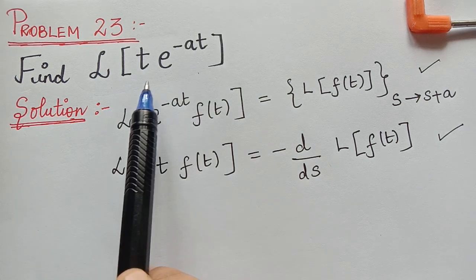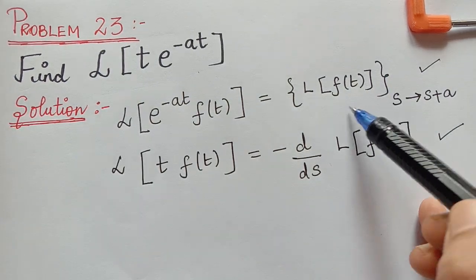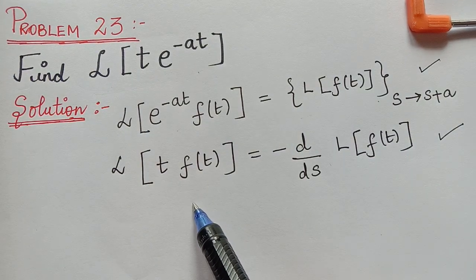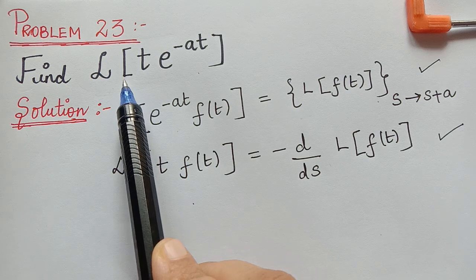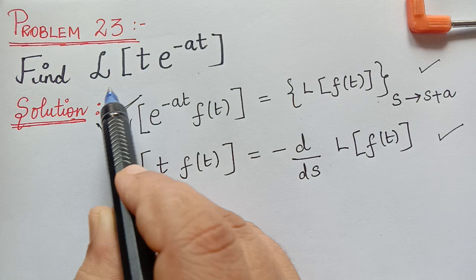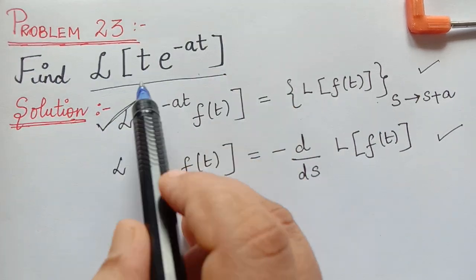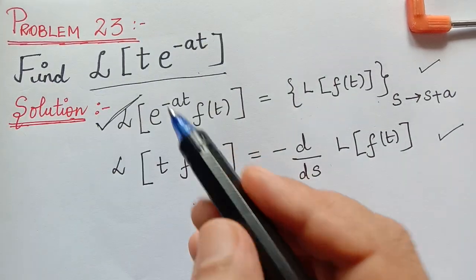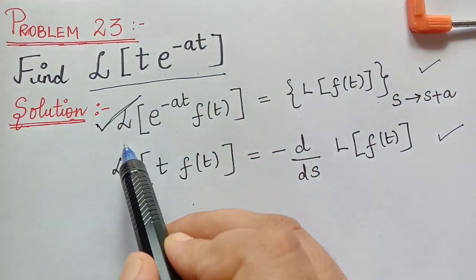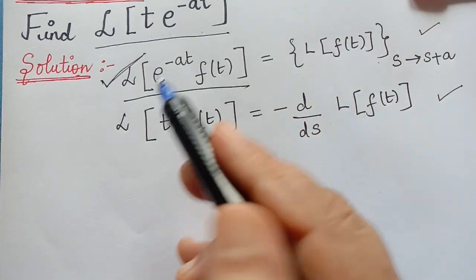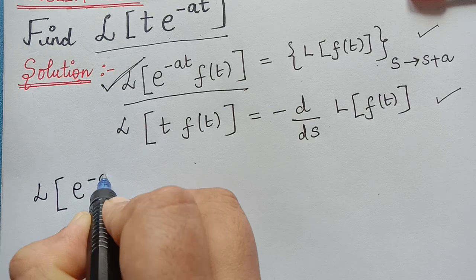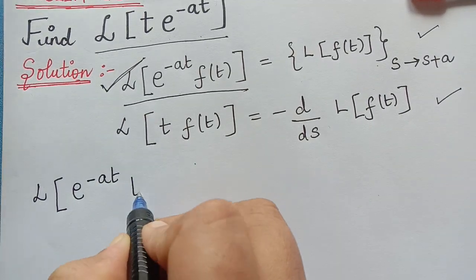I would always suggest that the first shifting theorem is more convenient than the second theorem for this problem. So we will use the first shifting theorem and find the solution. In that case, we will rewrite this question. Laplace transform of t e to the power negative at, we will rewrite as Laplace transform of e to the power negative at multiplied with t.